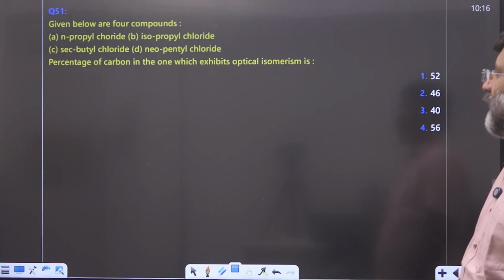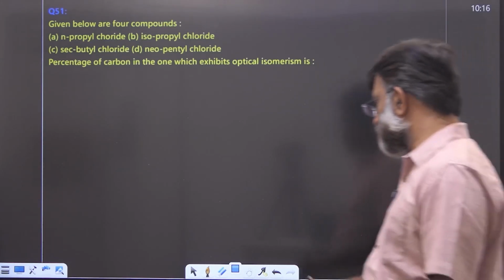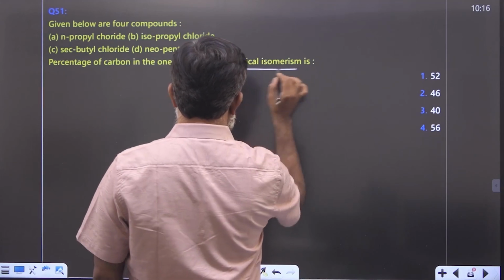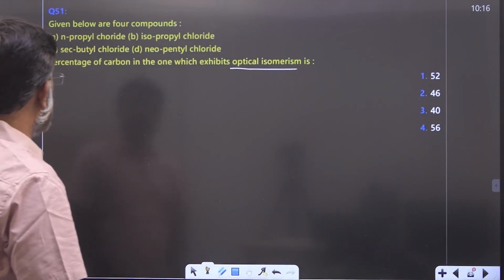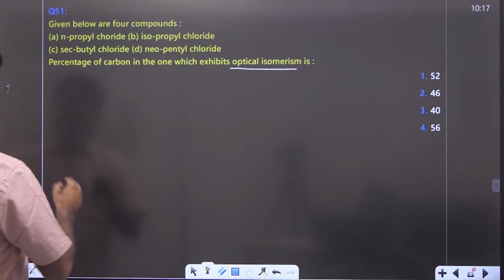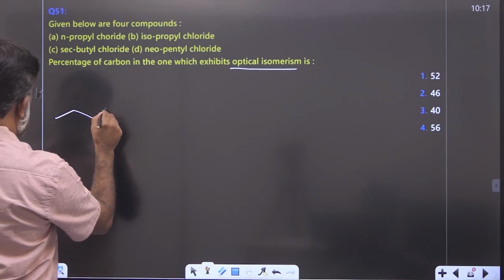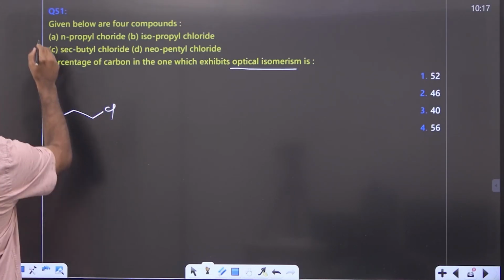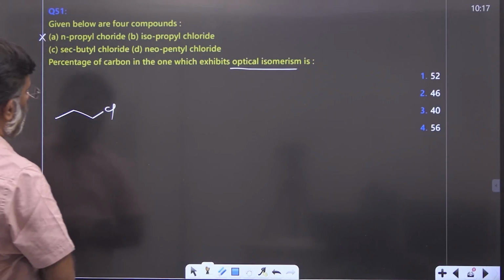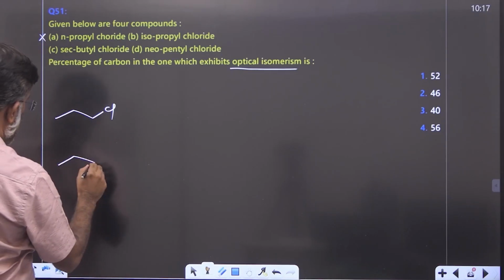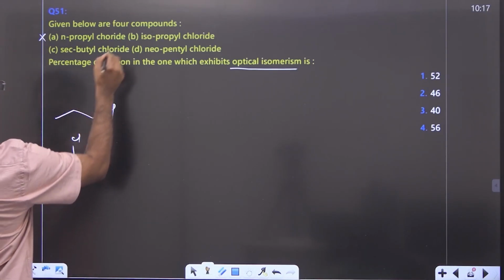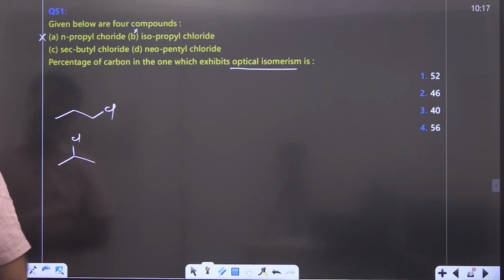Percentage of carbon in the one which exhibits optical isomerism. So first we need to find out the one which shows optical isomerism. This is N-propyl chloride. There is no optical isomerism. This is isopropyl chloride. There is no optical isomerism.